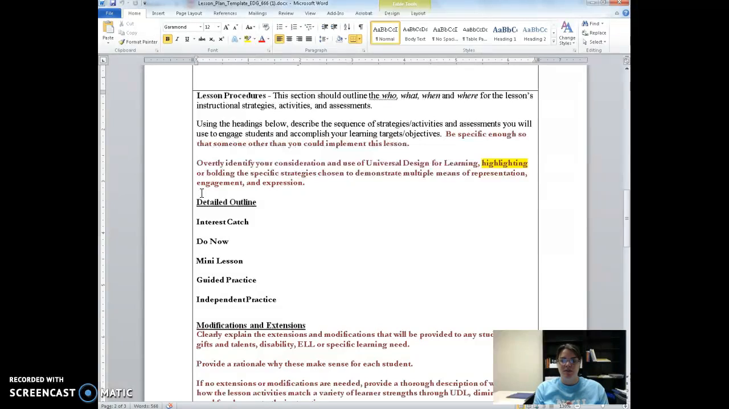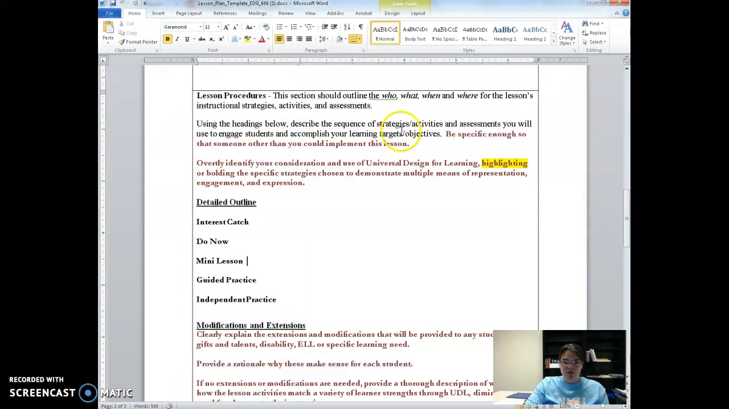So I need you to be very specific about what some of these routines or procedures are going to look like for your class. I also want you to look at it from a Universal Design for Learning landscape. So what places throughout your lesson are going to have aspects of UDL? And when you have that aspect, I want you to highlight it or bold it so that I can see that you've really included those strategies that you've learned through this course.